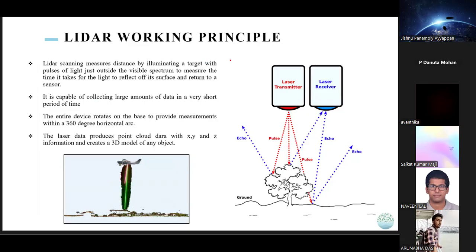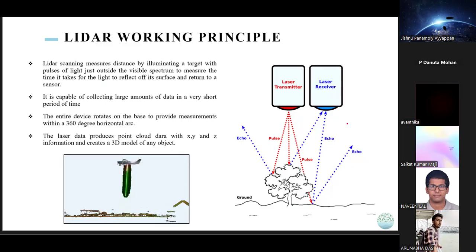Come to the working principle of LiDAR. The image here shows a laser transmitter and a laser receiver. The red light here is the laser beams that have been sent to the target. It interacts with the surface, gets reflected back, and is received by the sensor here. LiDAR scanning measures distance by illuminating a target with pulses of light just outside the visible spectrum. It is a monochromatic light, and the laser basically uses green and NIR waves. It reflects off the surface and returns back.